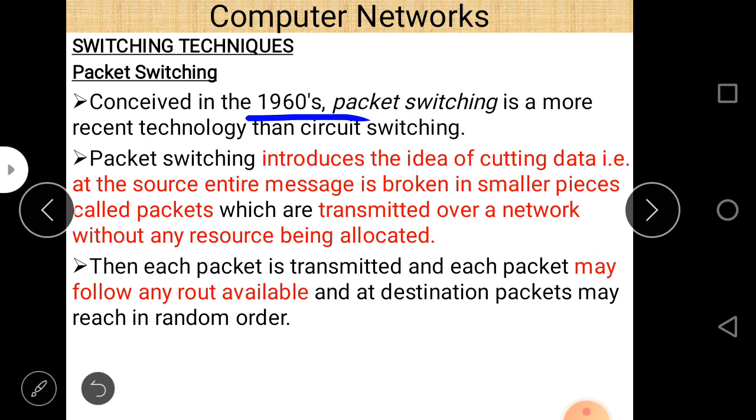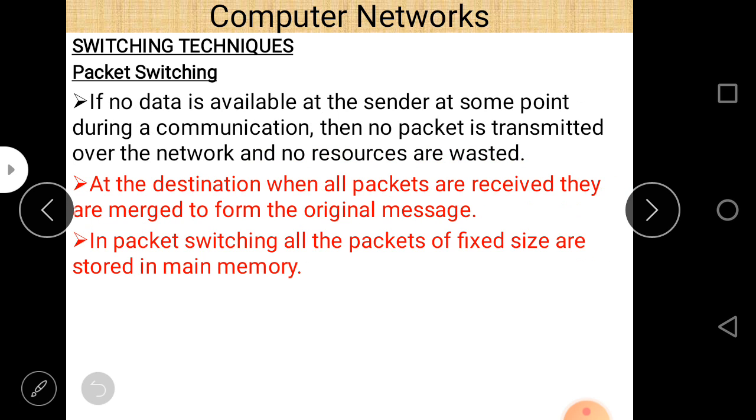Each packet may follow any available route, and at the destination packets may arrive in random order. So order does not matter as far as packet switching is concerned. And a third important point regarding packet switching is that at the destination, when all the packets are received, they are merged to form the original message. So at the destination all the packets are merged again to make the original message.